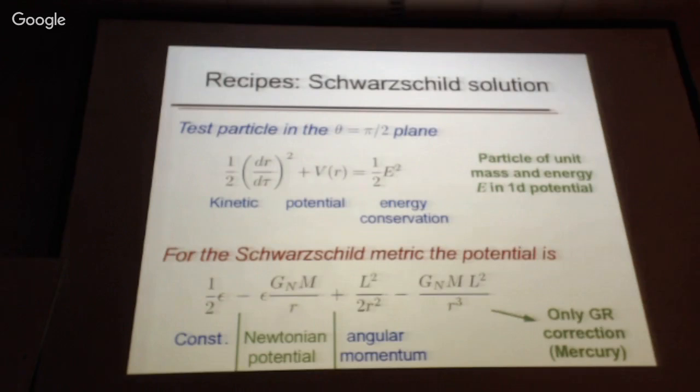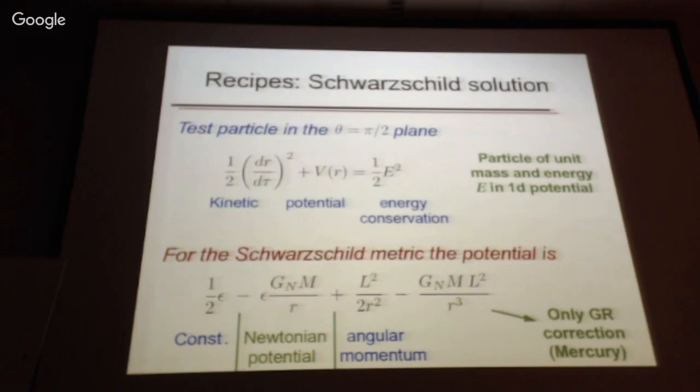So let's see what this Schwarzschild solution looks like. We can put a test particle in this Schwarzschild solution, and then just by playing with the equations, you can get to something that looks like energy conservation. You can have a kinetic term for this test particle, where r is the coordinate of the test particle moving towards or away from the Schwarzschild solution. We have a potential, and this test particle has a given energy.